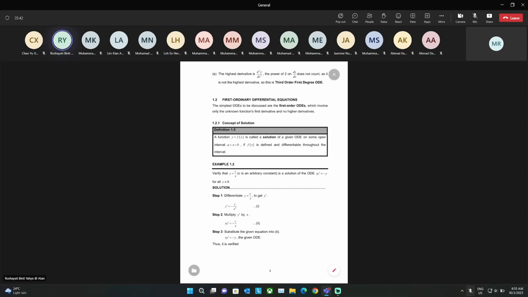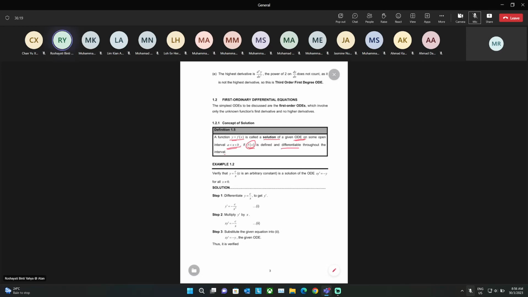So the concept of solution, a function y equal to f(x). Okay, normally we use y lah. Y equal to f(x). Sometimes you can find the function based on your textbook. But in this case kita banyak guna y lah. Okay, y equal to f(x) is called a solution of a given ODE on some open interval a and b, if f(x) is defined and differentiable throughout the interval.